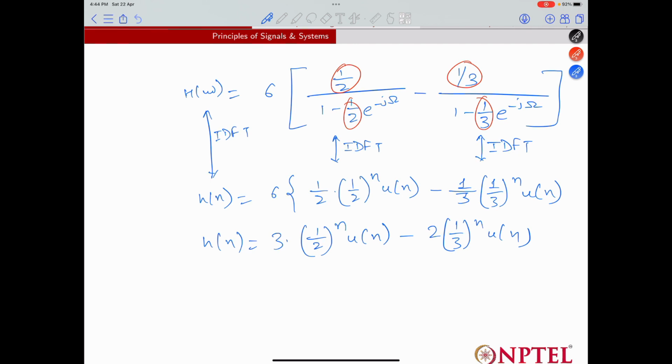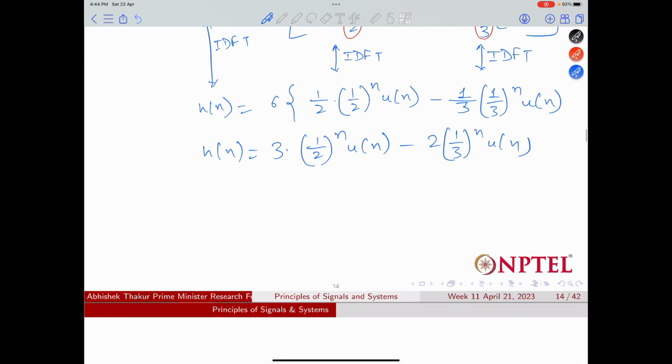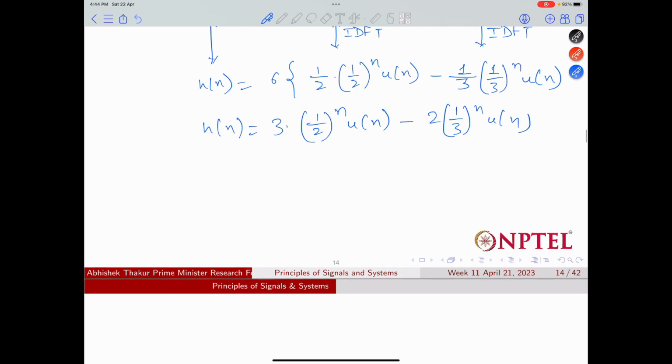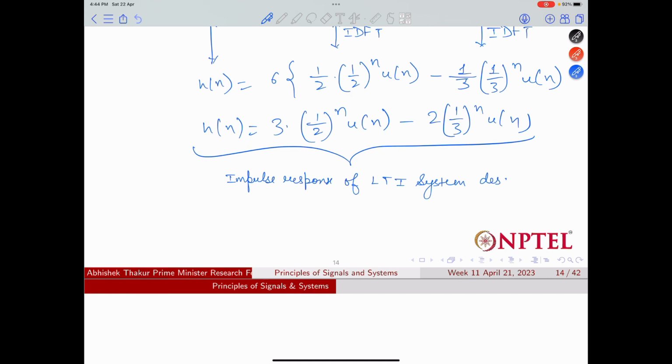Okay, so in this way we can find the impulse response of an LTI system described by a difference equation.